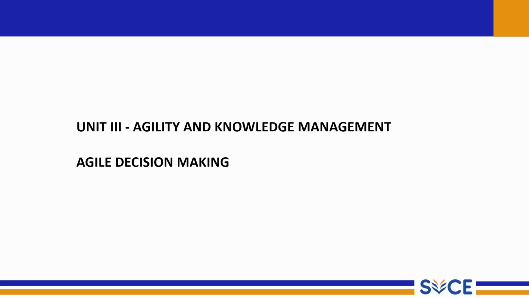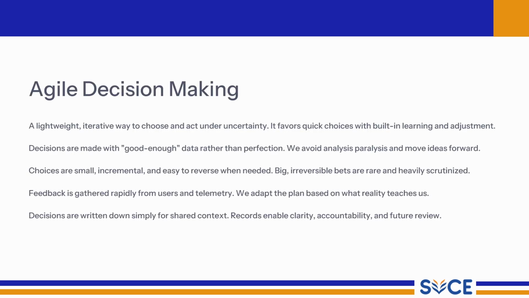In this session, we are going to see Agile decision making from Unit 3, Agility and Knowledge Management. Now, we will understand what agile decision making is. It is a lightweight, iterative way to choose and act under uncertainty. It favors quick choices with built-in learning and adjustment.